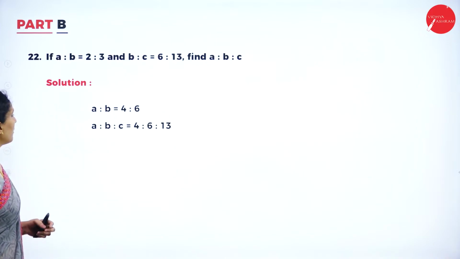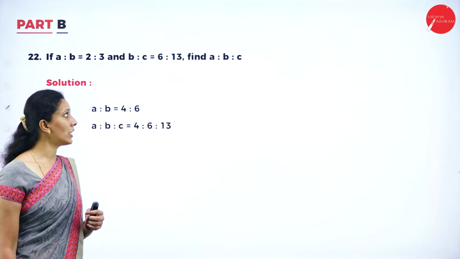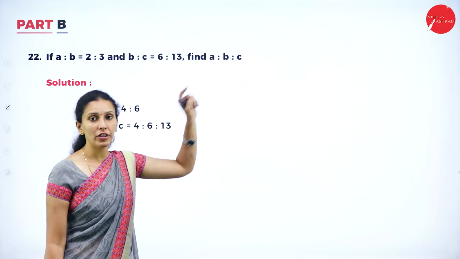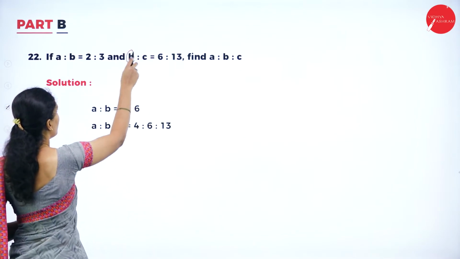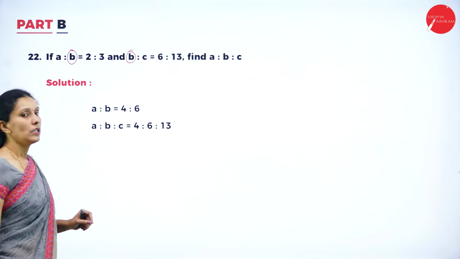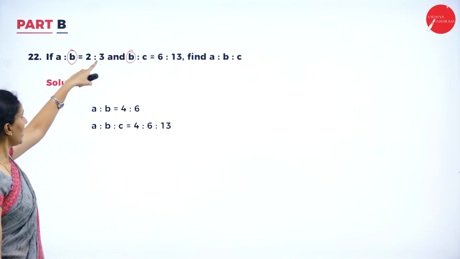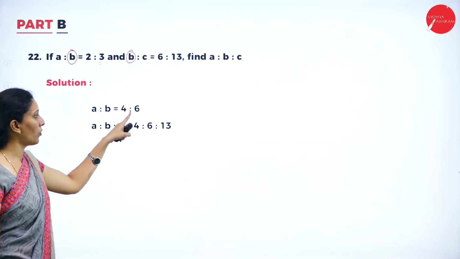Next, we have: if A is to B is equal to 2 is to 3 and B is to C is equal to 6 is to 13, find A is to B is to C. To write the ratio in the form A is to B is to C, we need the value of B to be the same. Here we have 6, but in the first ratio we have 3. Hence, to make it 6, I will multiply the first ratio by 2 so that it becomes 4:6.